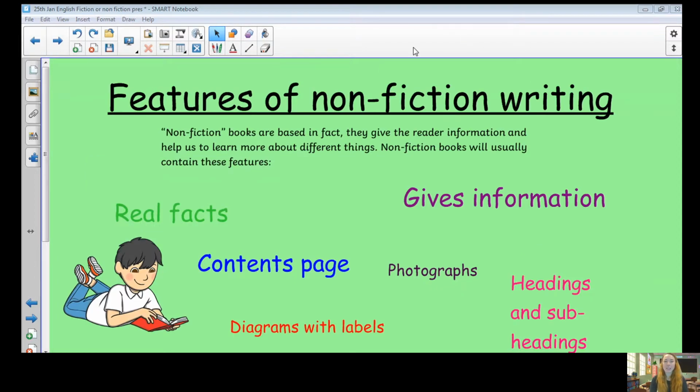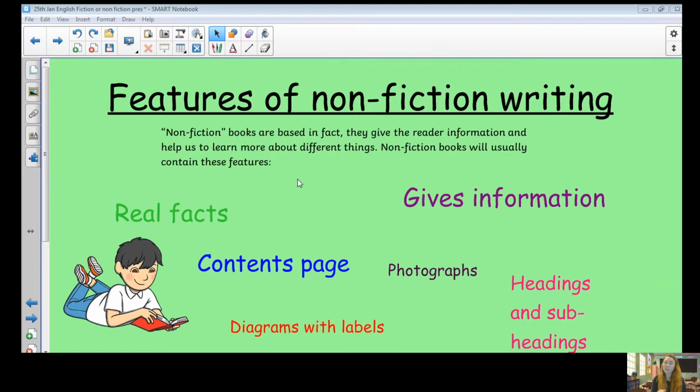Okay, so some features of non-fiction writing, that is what we are focusing on today. It is the opposite of fiction writing. And remember, yesterday or the day before, I said how fiction is exactly the same in this word, except it has this prefix at the beginning of fiction, which means it is not fiction. So non-fiction, what is it then? Non-fiction books are based in fact, very important, they are real facts. They give the reader information and help us to learn more about different things.